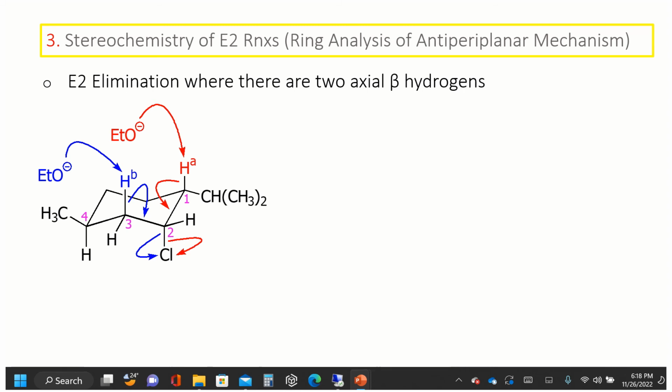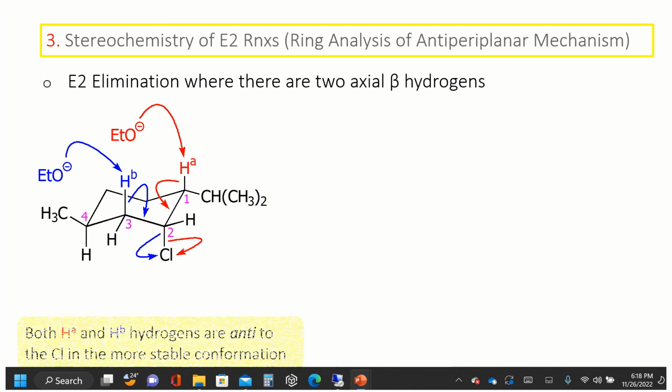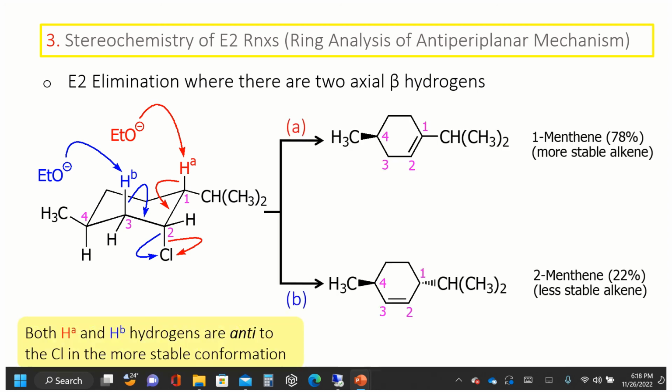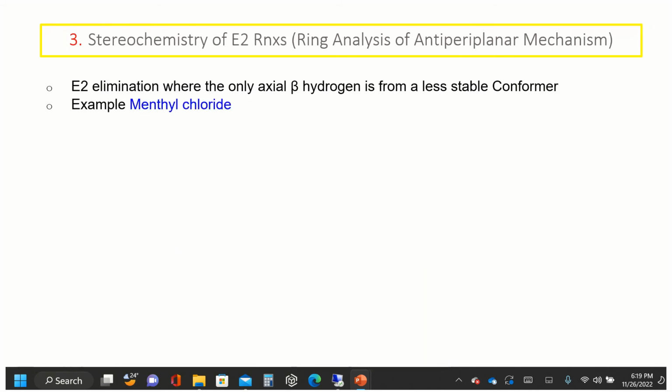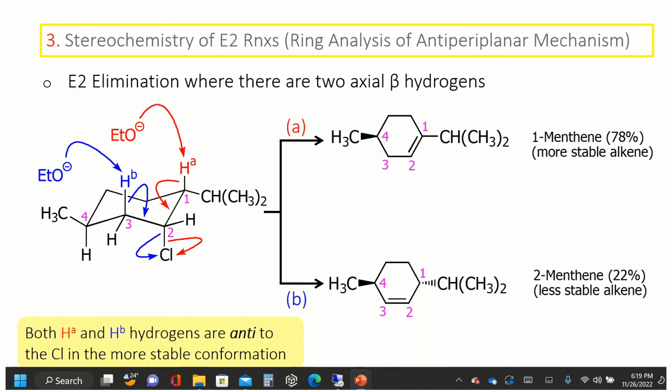There are also possibilities when you have two axial protons possible. And you'll note that if we have elimination with HA, then of course we end up with a Zaitsev product, and with HB we end up with the less substituted species, and so therefore elimination of A would dominate.